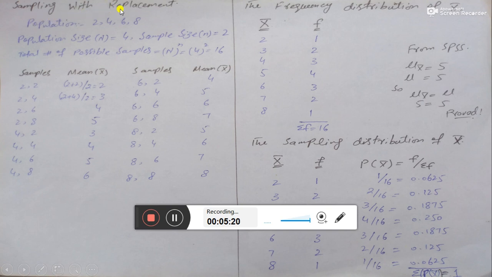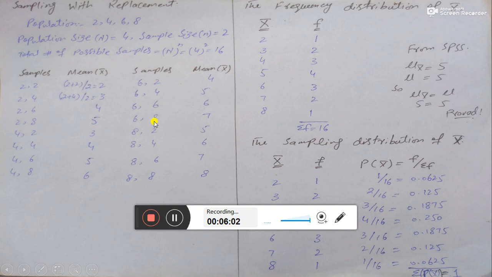Okay, this is the first case, sampling with replacement. And what I have done is I have written the whole population here. The population is 2, 4, 6, 8. The population size, represented by capital N, is 4, and the sample size, small n, is 2. The formula for calculating the total number of possible samples in case of sampling with replacement is capital N raised to the power small n, that is, population size raised to the power sample size. 4 raised to the power 2, 4 squared, is equal to 16. So I must have 16 total samples here.